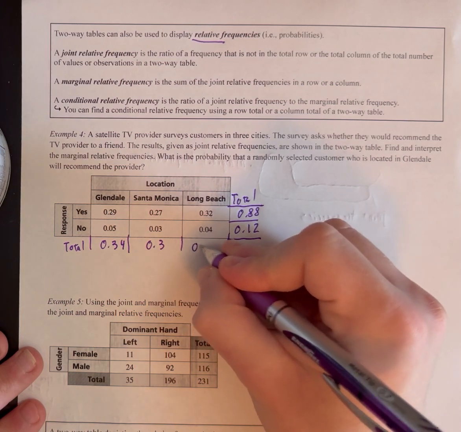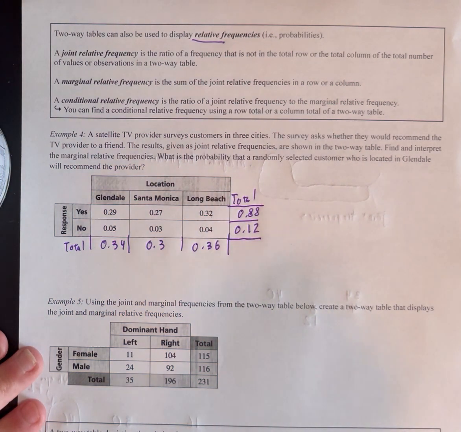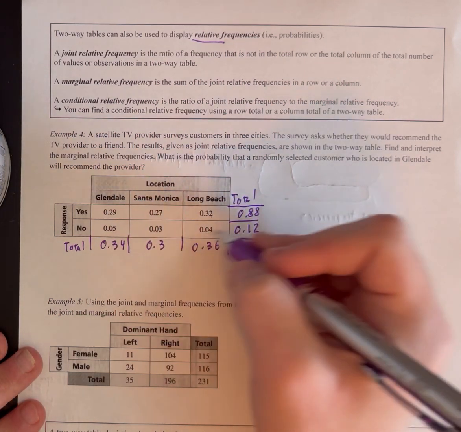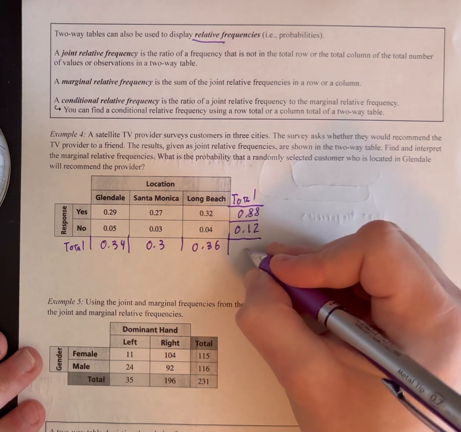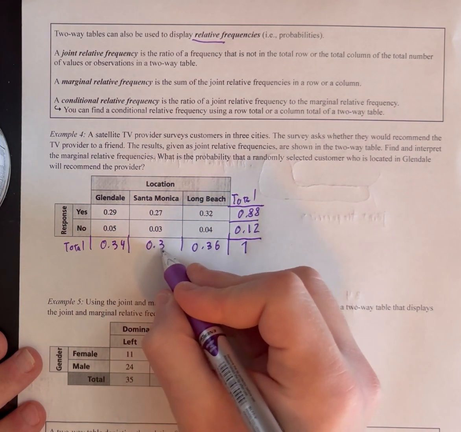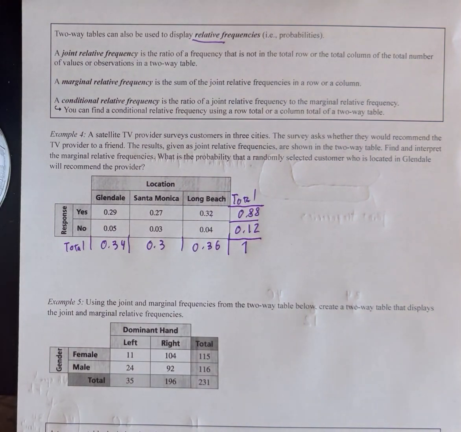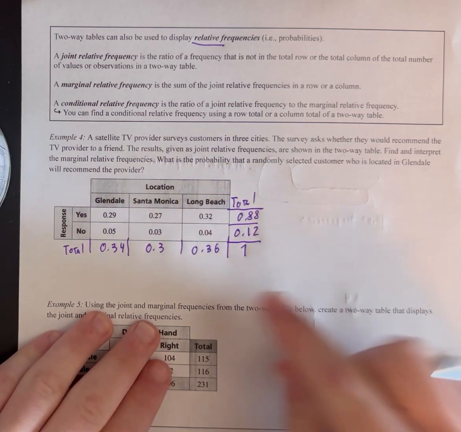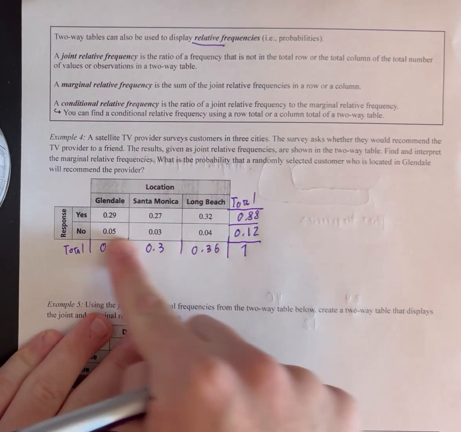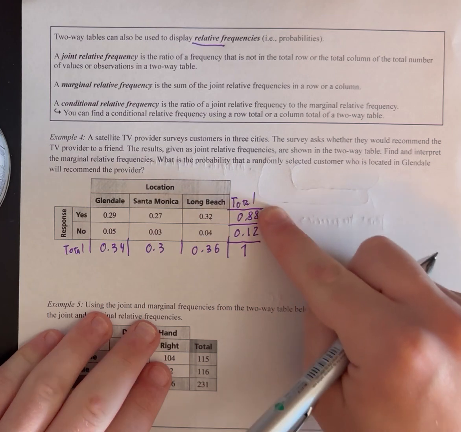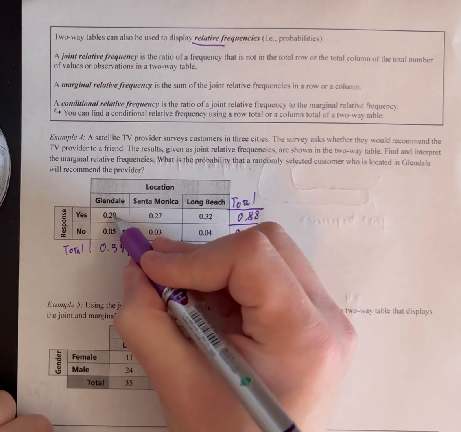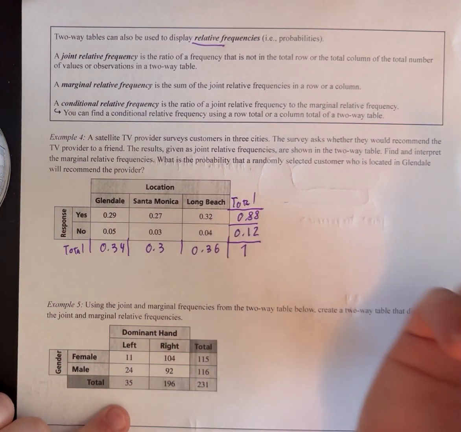And this one right here is 0.36. So those are all the marginal relative frequencies, except for this last one, the total of everything. Like I said, these are all probabilities. What is 0.88 plus 0.12? It's just 1. What is 0.34 plus 0.3 plus 0.36? It's just 1. So all of these 6 joint relative frequencies inside will add to 1. All of these marginal relative frequencies in the row add to 1. All of these marginal relative frequencies right here add to 1. So each time, because these are all just probabilities, they all have to add to 1. You know, this is 29%, 27%, 32%, and so on.